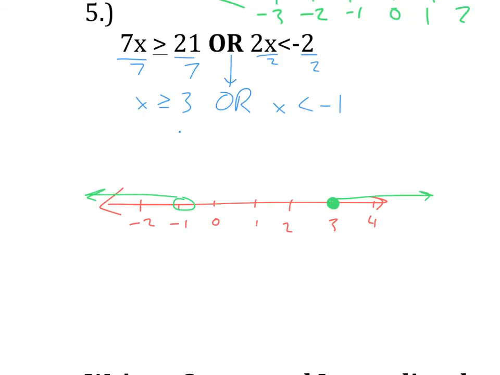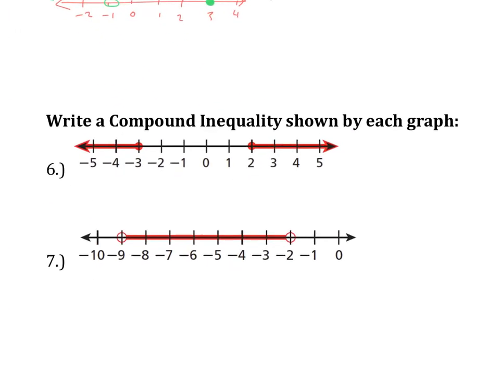Okay, so on here, on the first part, I divided both sides by 7 and got x is greater than or equal to 3. That's plotted down here because it's a closed dot and x is everything more than 3. Or, if I divide this one by 2, x is less than negative 1. That's an open dot with the arrow going to the left. That's going to factor heavily on your homework.